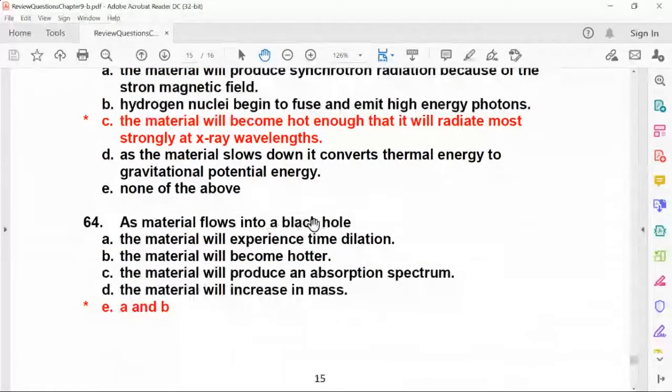As material falls into a black hole, the material will experience time dilation, and the material will become hotter. Well, time dilation here is something that comes from Einstein's theory of general relativity. It's when you approach the highest speed that we have in our universe, the speed of light.